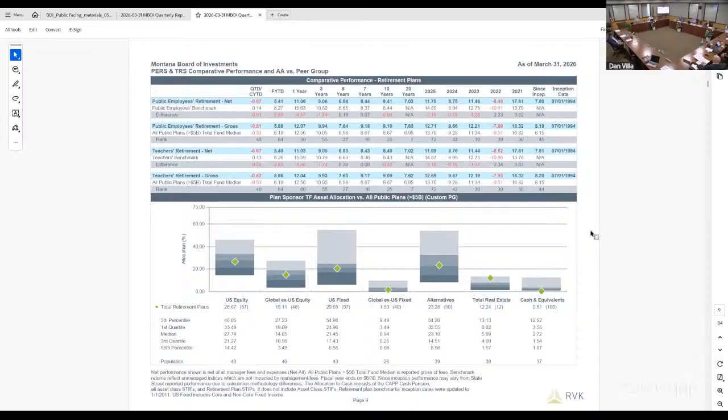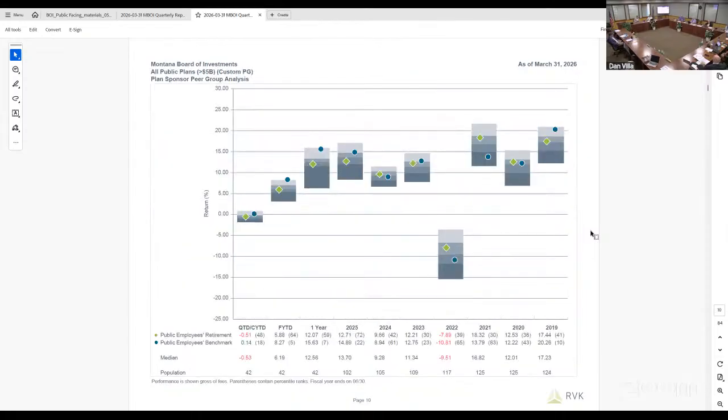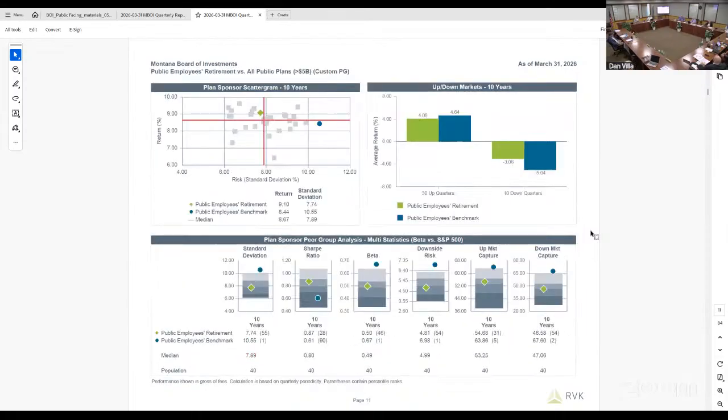Should any of your constituencies argue that you are taking too much risk, the behavior of the portfolio profoundly says that ain't true. It just ain't true.